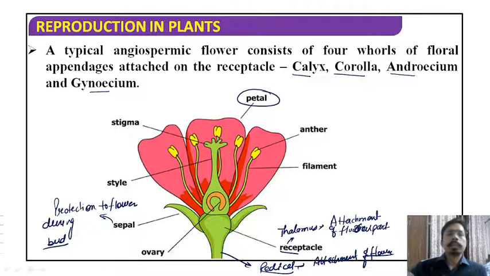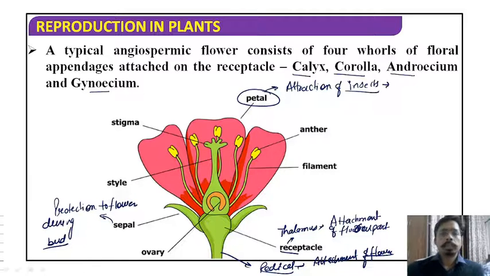Now the next structure is the petal. This petal is responsible for attracting insects. It is a colorful structure and it has fragrance. Due to its coloration and fragrance, it is responsible for the attraction of insects, which are directly responsible for the process of pollination, which is again an important process for sexual reproduction.